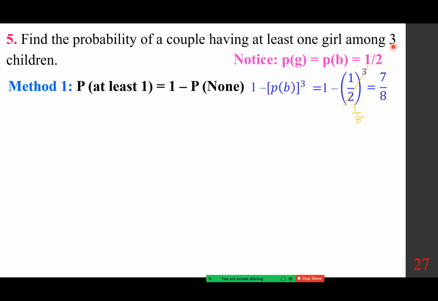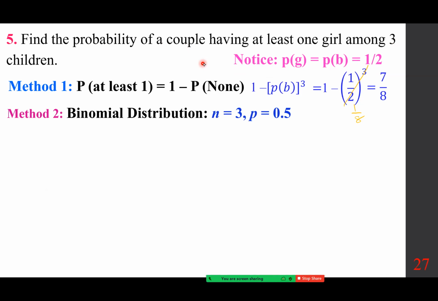what is n? N is 3. What is p? Probability of girl. That's what we are looking for. It is 50% or 0.5. What are we looking for? At least one girl. That means X can be 1, 2, or 3. So we want probability of X larger than or equal to 1.